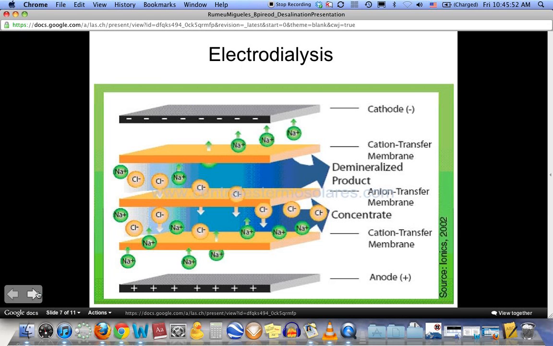So when there's no electricity, the chambers are full of salty water, but then they put electricity to the membranes, and the ions go through the membranes, some to the positive side and the others to the negative, and the water stays there. And that's it.